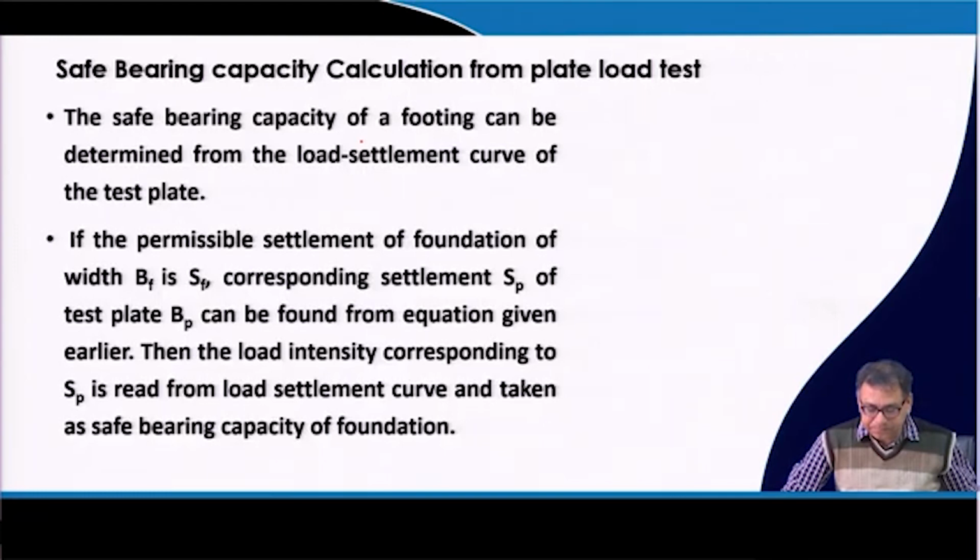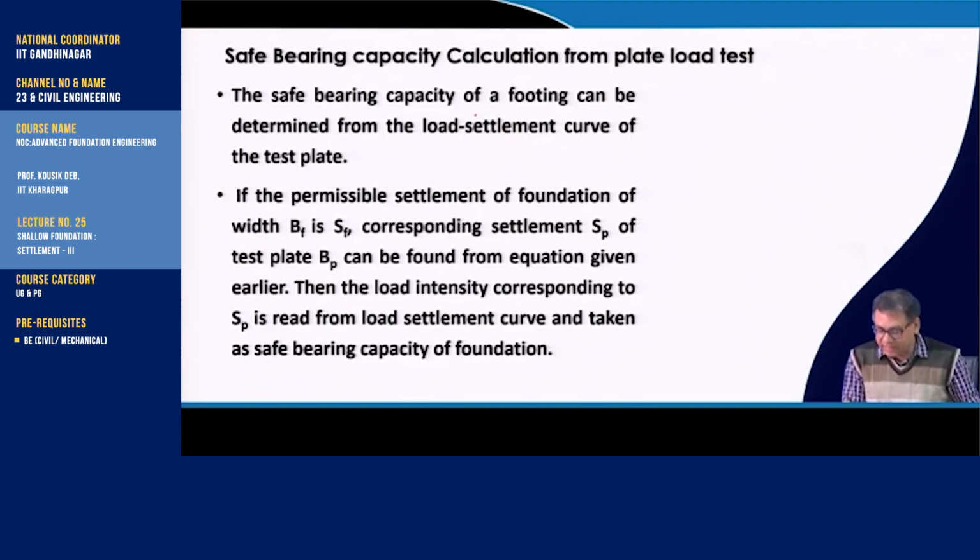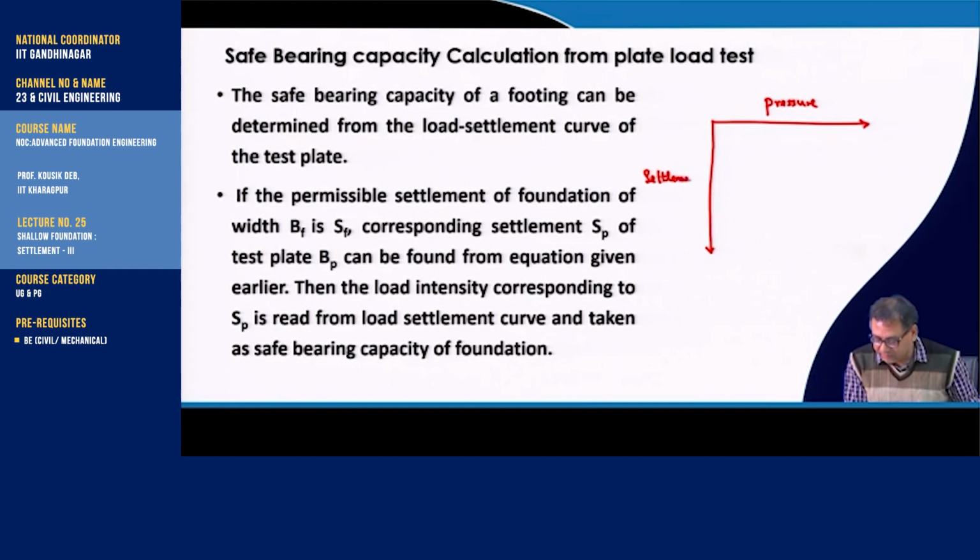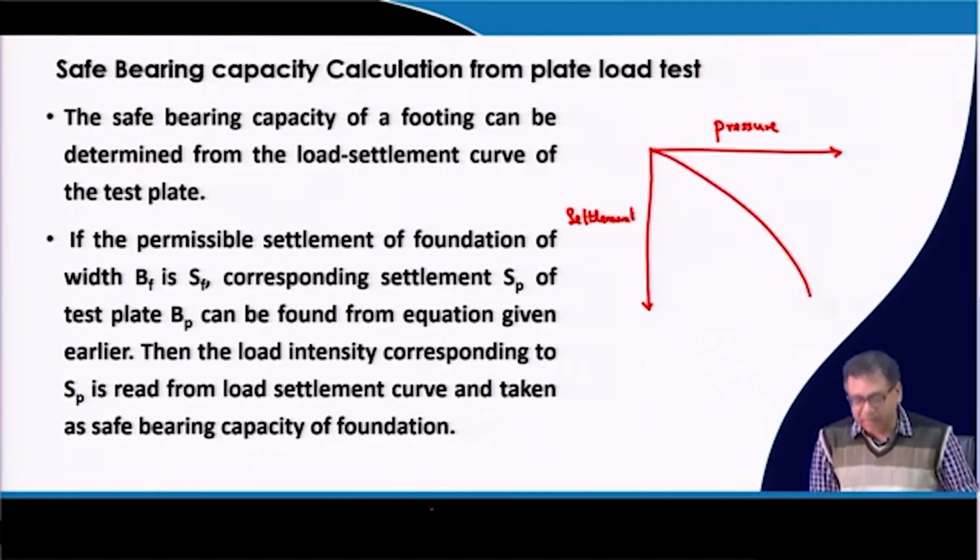Okay. Now, how to calculate the safe bearing capacity from the plate load test. The safe bearing capacity of a footing can be determined from the load settlement curve. Suppose the permissible settlement, as these things I have already discussed, the same thing is written here. I am discussing again that if this is your pressure and this is settlement, and you have this kind of curve. If your permissible settlement of foundation with BF is SF, the corresponding settlement of the plate can be found from this equation, and then the load intensity corresponding to SP is read from the load settlement curve and taken as the safe load capacity of the foundation.